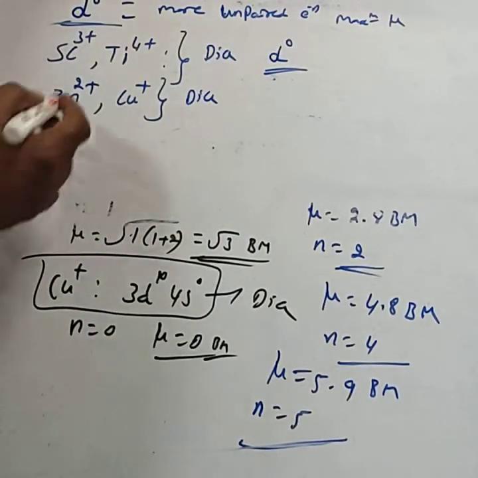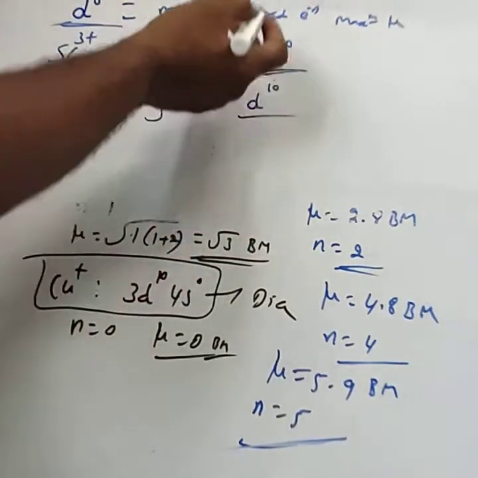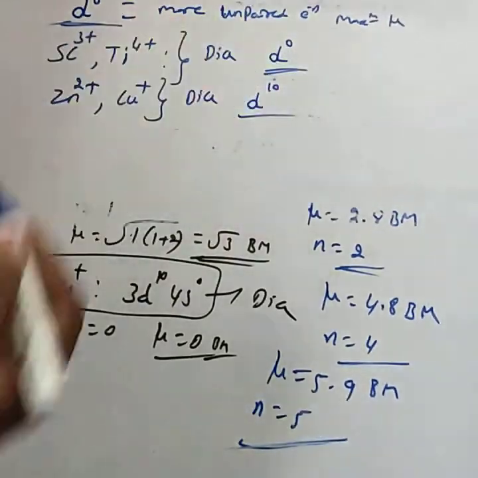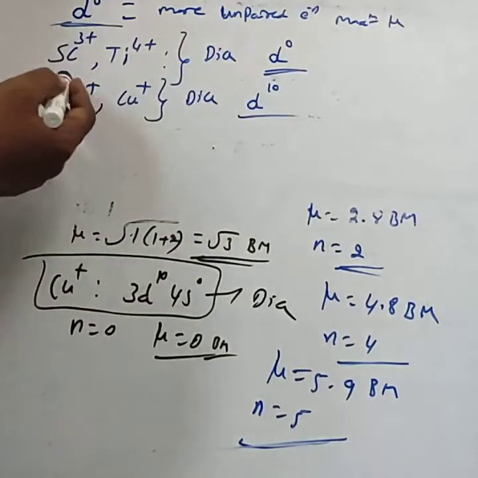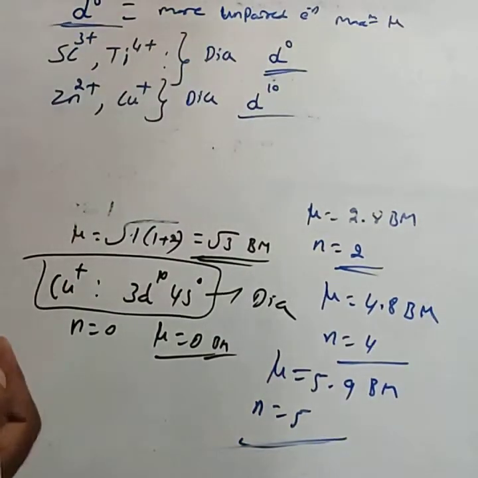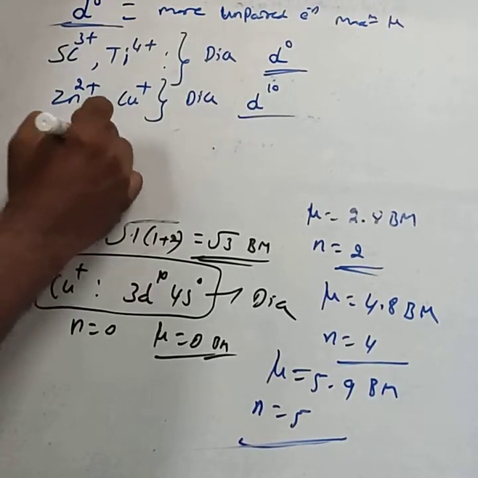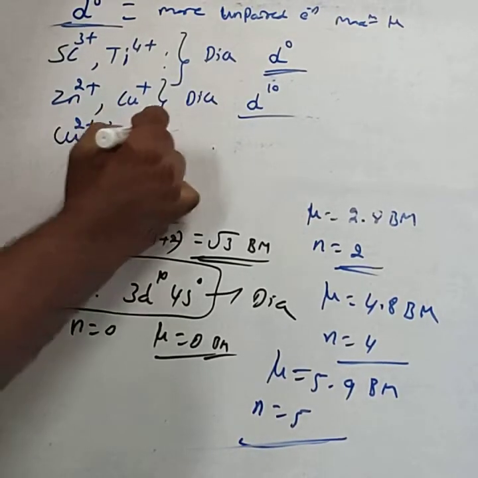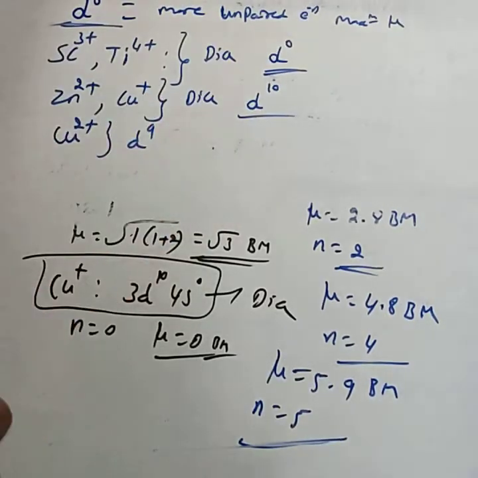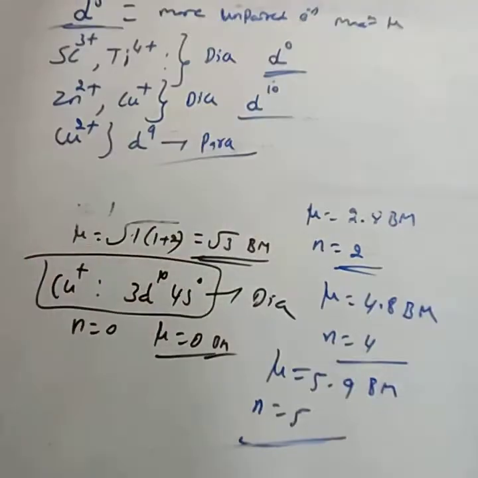Why are they diamagnetic in nature? They have d10 configuration. Again, they do not contain any unpaired electron. They have paired electrons. d10 means no unpaired electron, only paired electrons present. Hence, these salts are also diamagnetic in nature. While you take Cu2 plus, it has a d9 configuration. Due to d9 configuration, it is said to be paramagnetic.